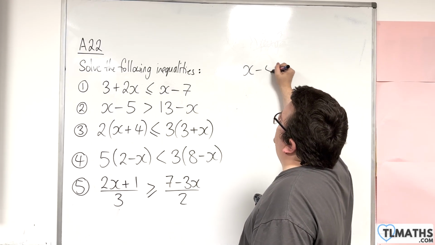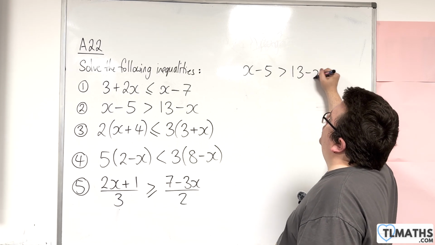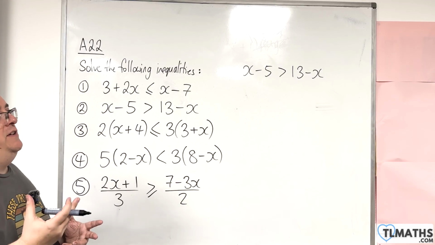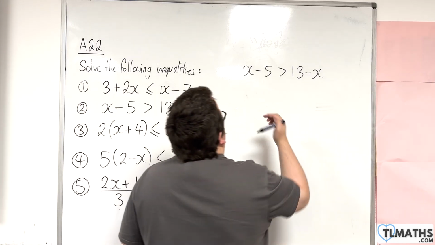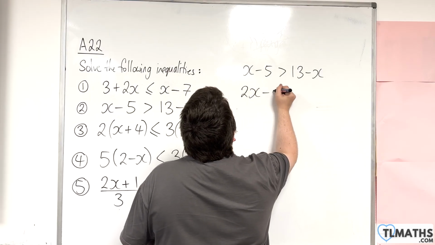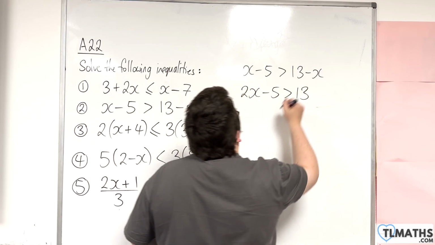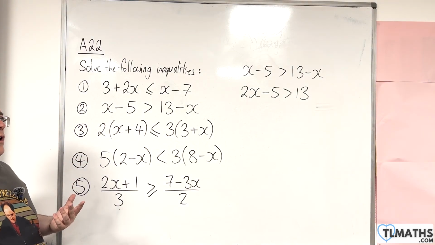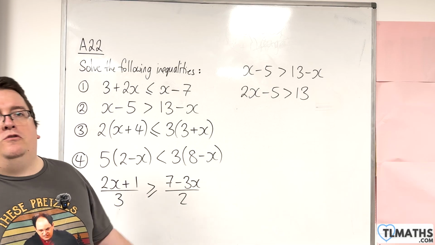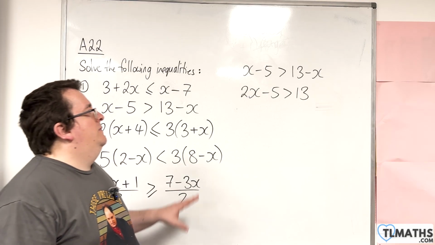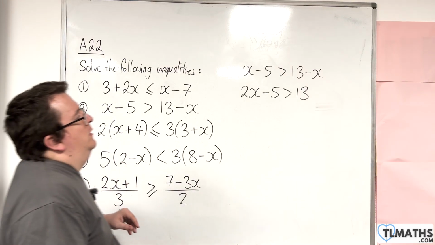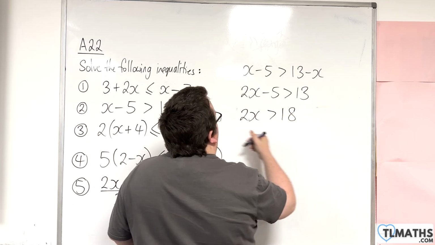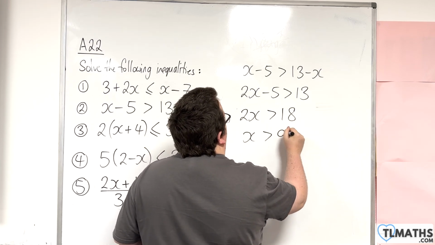Number 2, x take away 5 is greater than 13 take away x. So I could subtract x from both sides, but I don't really want to get a minus 2x. So if I add x to both sides, I get 2x take away 5 on the left-hand side is greater than 13. So what you should find is that you end up avoiding multiplying or dividing through by a minus sign with these, okay? That's usually what happens. So I can add 5 to both sides, so 2x is greater than 18, and then divide through by 2, so x is greater than 9.